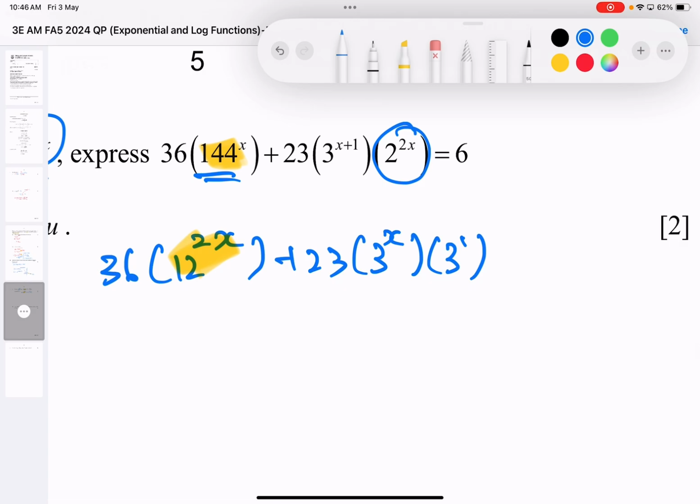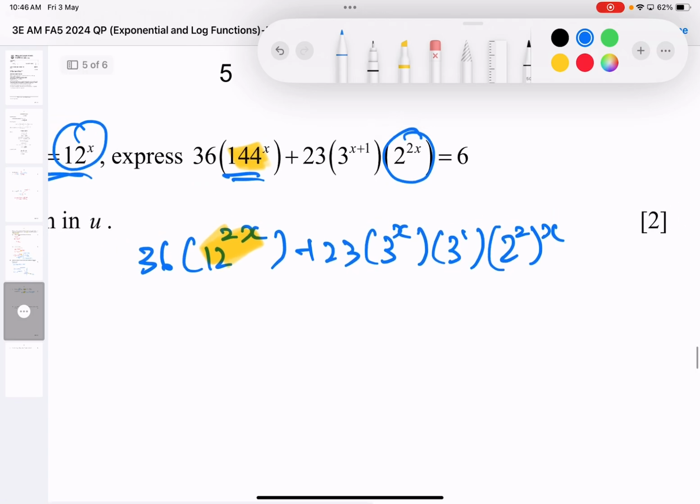2 to the power of 2x is the same as 2 to the power of 2 to the power of x. Correct? Now, why do I write it this way? Because I know that there is something wrong. I need to change everything to base 12, but I have a 3 to the power of x here. I don't have a base 12 here. So I need to force the base 12 out.